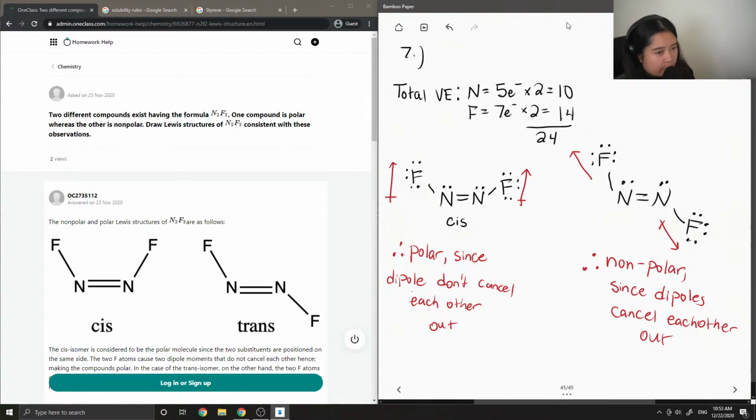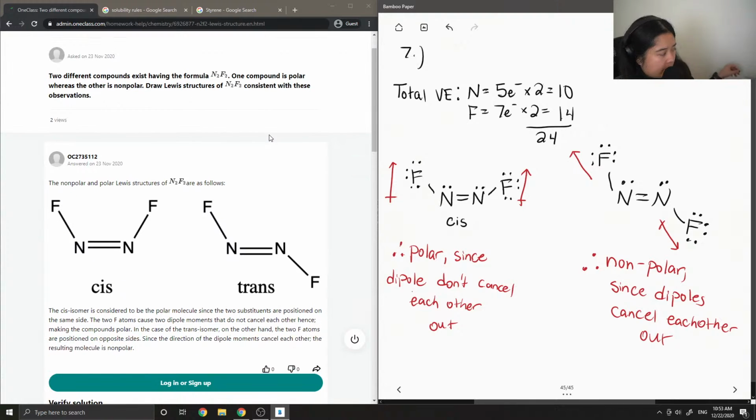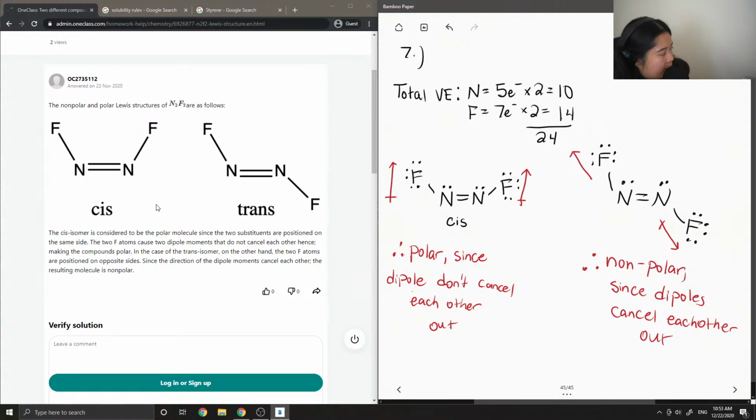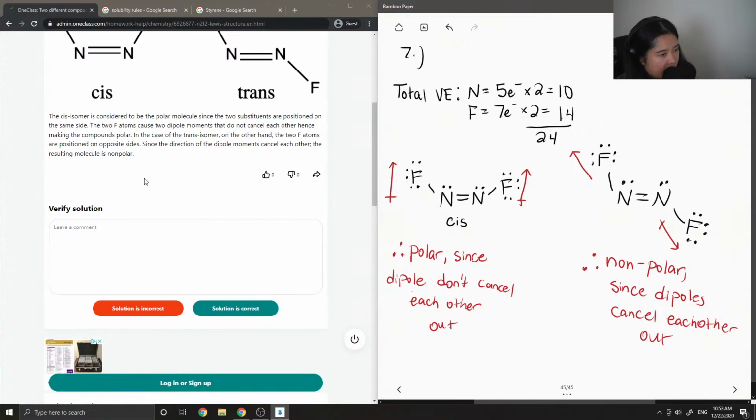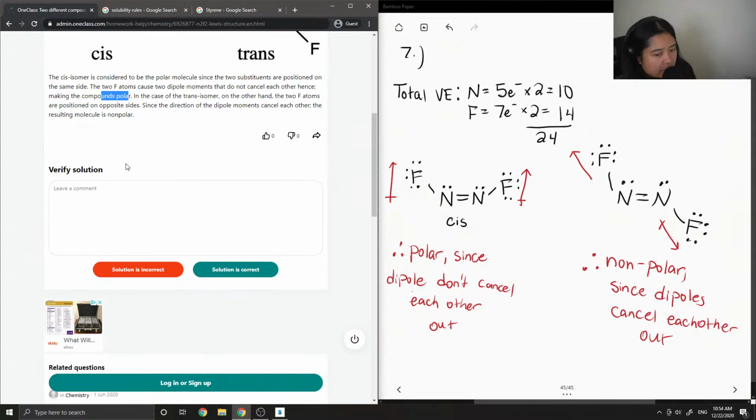Okay, so let's see what the junior tutor said. The nonpolar and polar Lewis structures of N2F2 are as follows. The cis isomer is considered to be polar, as the two substituents are positioned on the same side. The two fluorine atoms cause two dipole moments that do not cancel each other, hence making the compound polar. In the case of the trans isomer, the two fluorine atoms are positioned on opposite sides, so the direction of the dipole moments cancel each other, and the resulting molecule is nonpolar. Yep, so this solution is correct.